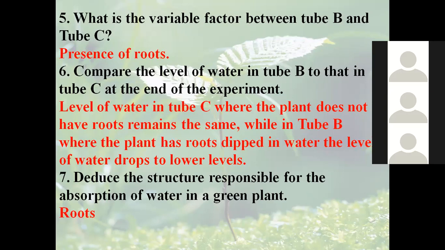Compare the level of water in tube B to that in tube C at the end of the experiment. The level of water in tube C, where the plant does not have roots, remains the same. Someone may ask why I didn't say it decreases or it's higher or lower. Here the comparison is increase or decrease because we have no values. If we have values or numbers, then I have to say it's greater than or less than, for example 50 in tube B compared to 100 in tube C. While here we don't have numbers, so you compare it like this.